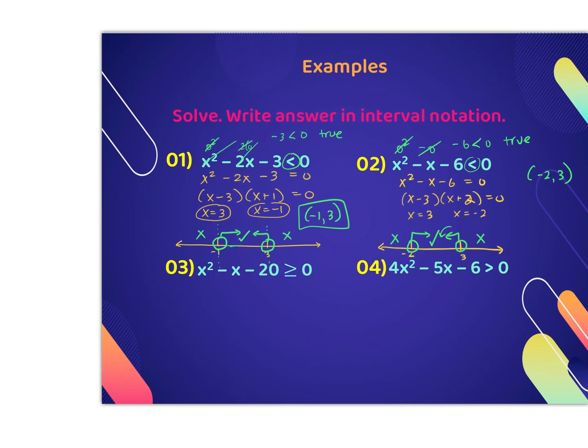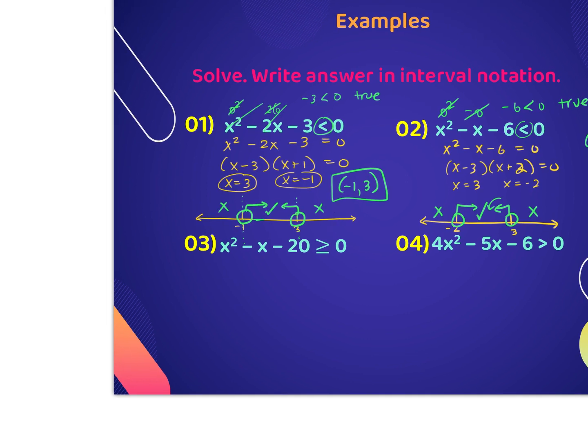So again, we're going to go here to number 3. Notice that it's, again, equal to 0 or greater than or equal to 0. So we're going to turn it into an equation that equals 0. We're going to factor x minus 5, x plus 4. So x equals 5 and x equals negative 4.